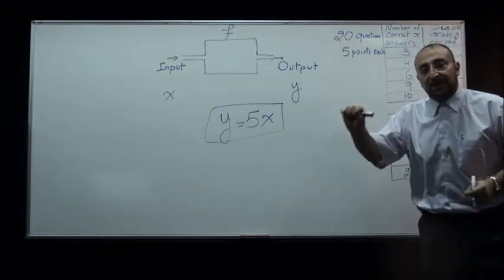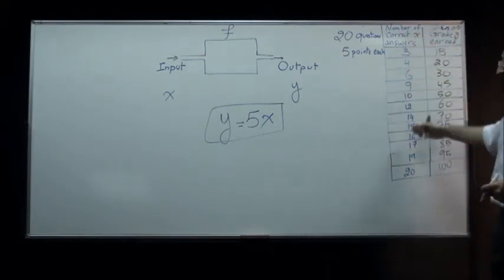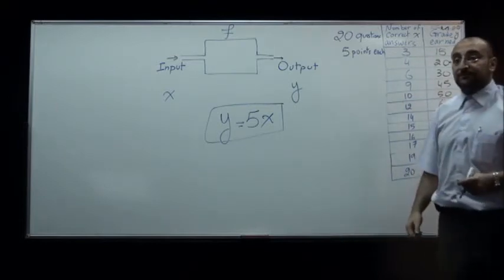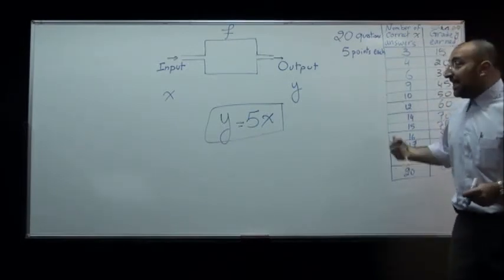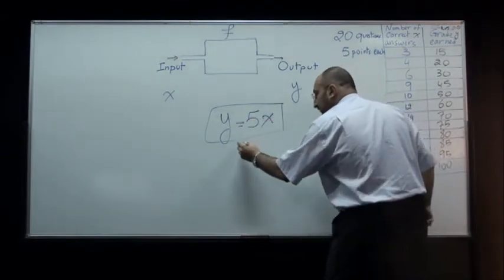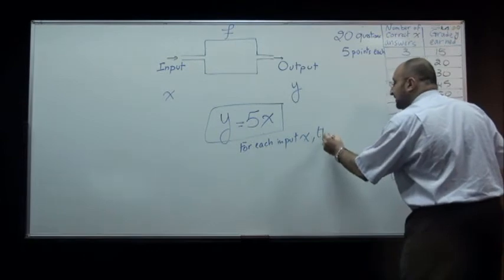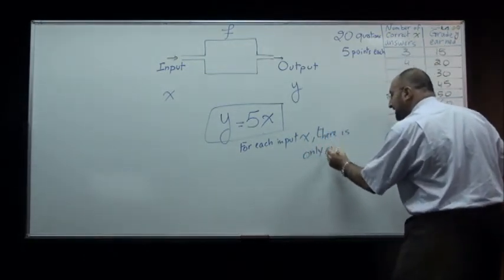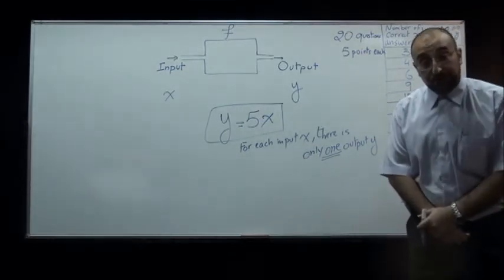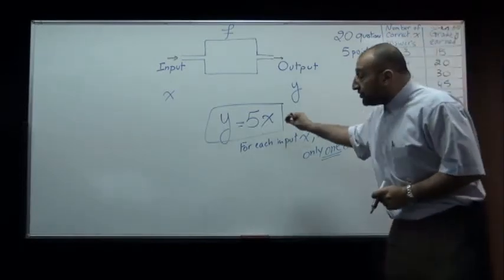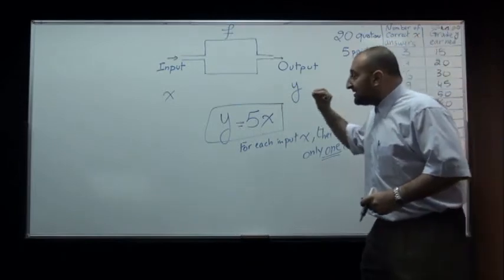This relation has a very specific and particular property. I ask the following question: could a person answer a certain number of correct answers, whatever that number is, and earn 2 different grades? Of course not. You earn a certain number of correct answers, your grade is going to be a certain numerical value. That is to say, for each input value x, there exists only one output value y. That is, by definition, a function. So the definition of a function is a relation between 2 quantities in which, for each input, which we represent by x, there is exactly one output, which is y.